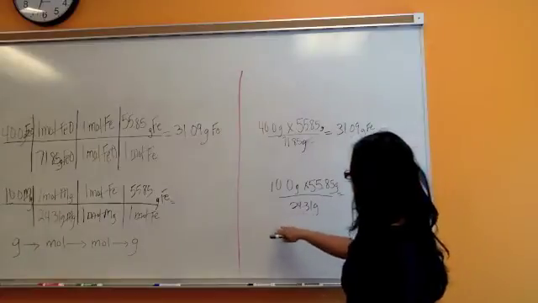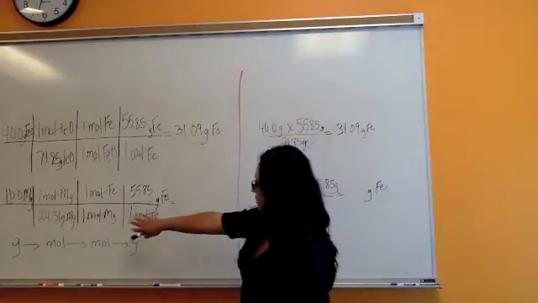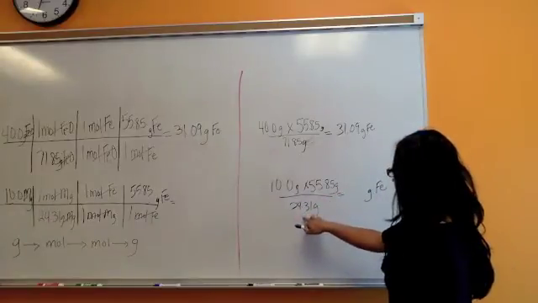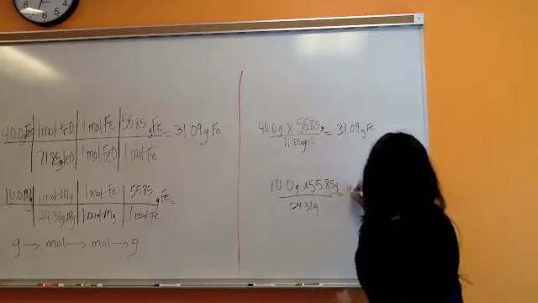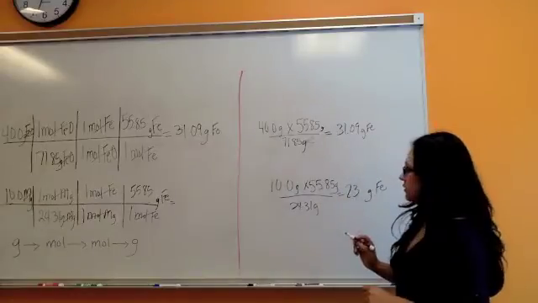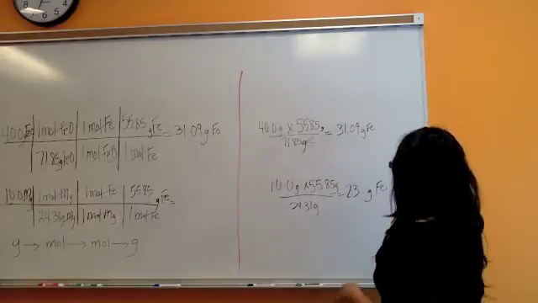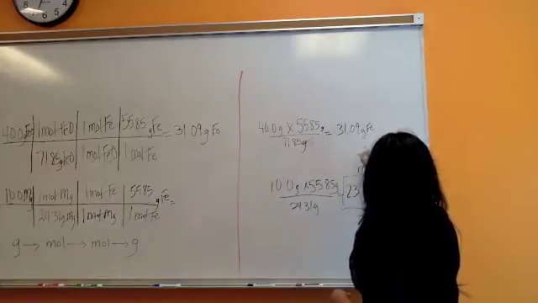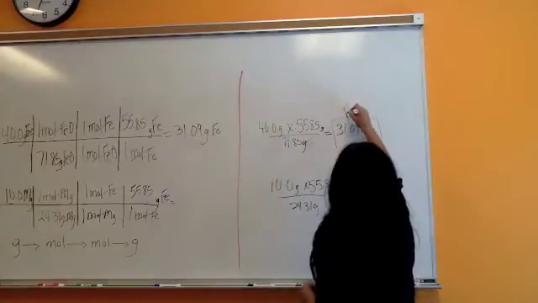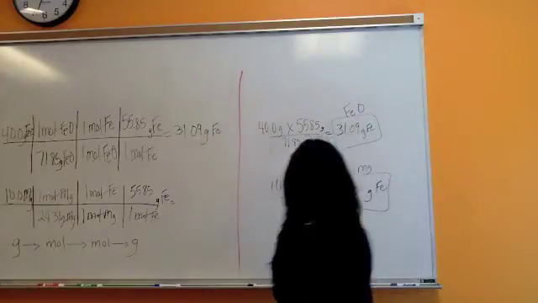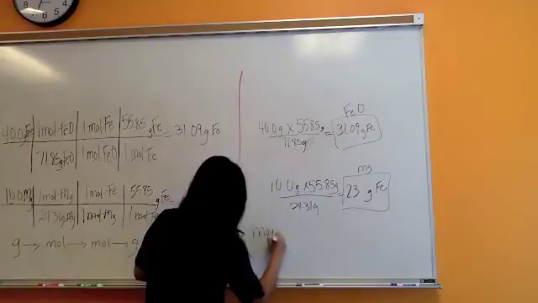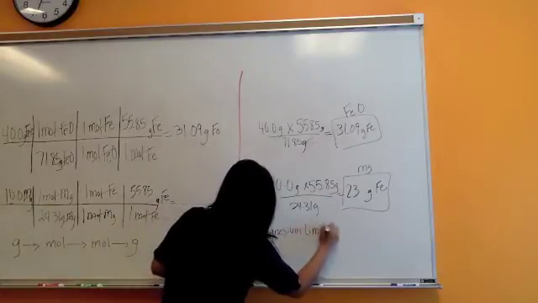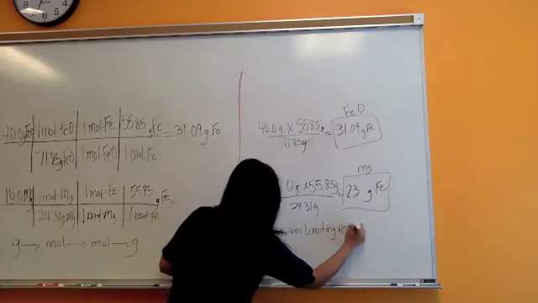For our magnesium, what I did is I did elimination. 10.0 times 55.85 divided by 24.31 equals 23 grams of iron. At this point, you could tell which one's your limiting reactant, which will be our magnesium. This is our iron oxide. So we'll say that magnesium is our limiting reactant.